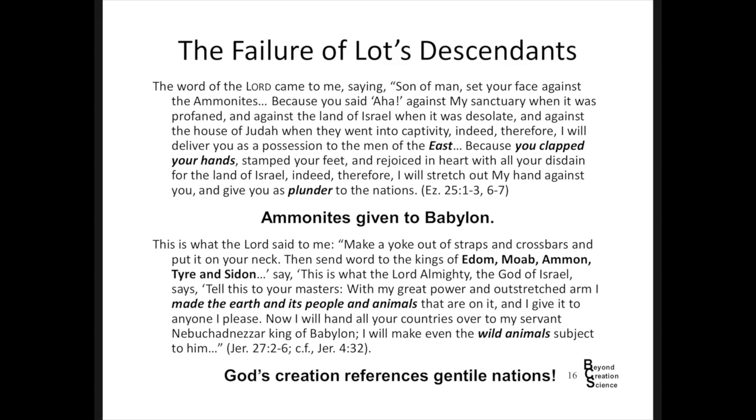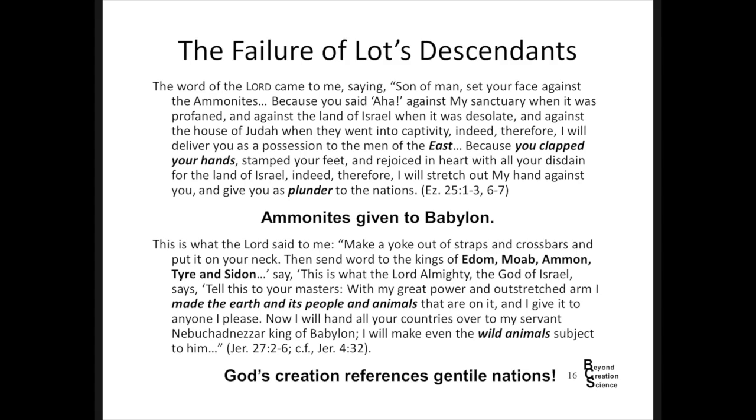The word of the Lord came to me saying, Son of man, set your face against the Ammonites, because you said, Aha, against my sanctuary when it was profaned, and against the land of Israel when it was desolate, Assyria, and against the house of Judah when they went into captivity, Babylon. Indeed, therefore, I will deliver you as a possession to the men of the east, because you clapped your hands, allusion back to Balak, stamped your feet, and rejoiced in heart with all your disdain for the land of Israel. That's not what Lot did with Abraham. This is covenant apostasy.